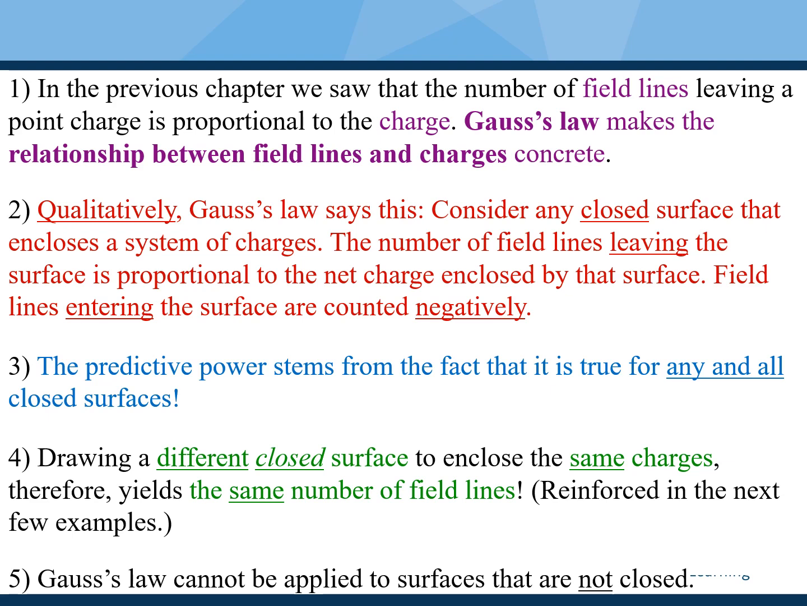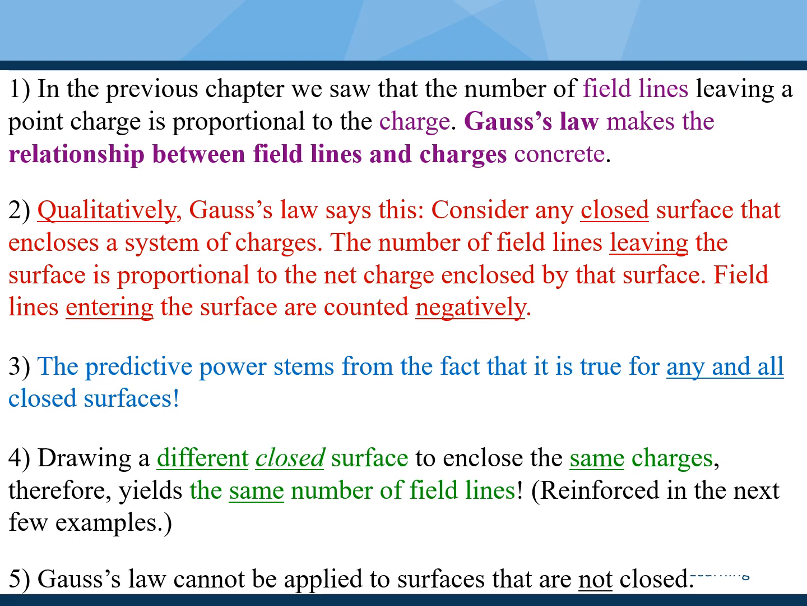And we'll set up a convention which says that field lines entering a surface are to be counted negatively, and field lines exiting a surface are to be counted positively. Now notice that you can only have this notion of entering or exiting if you have a closed surface. So one important thing about Gauss's law is that it always applies to closed surfaces. Now understand that Gauss's law stated this way is very, very powerful because it applies to any and all possible closed surfaces that you can imagine.